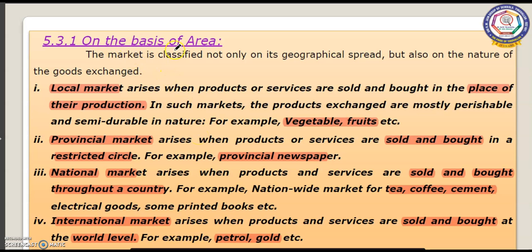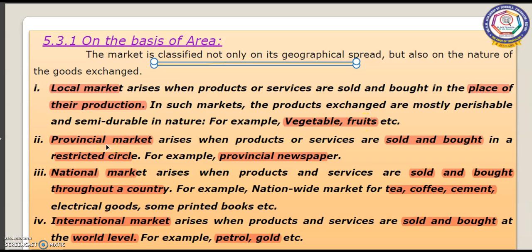So first, on the basis of area, the market is classified not only on its geographical spread, meaning its location, but also on the nature of the goods which are exchanged in the market. The first one, local market. It arises when products or services are sold and bought in the place of their production. In such markets, the products exchanged are mostly perishable and semi-durable in nature. For example, you can take vegetables, fruits and so on.